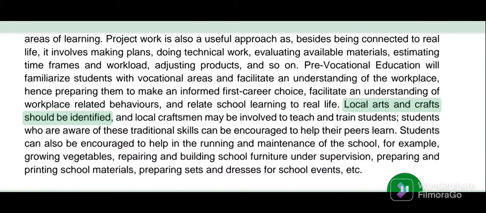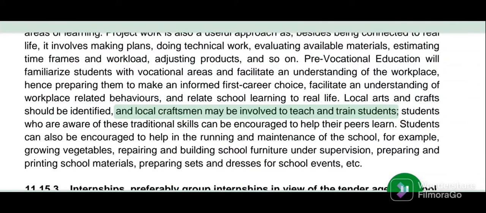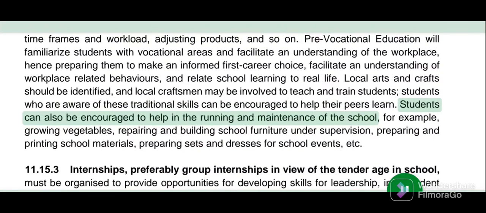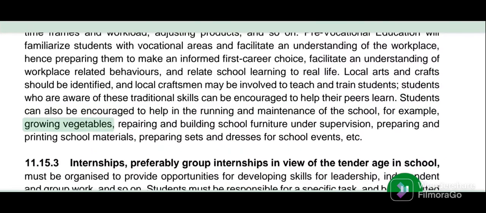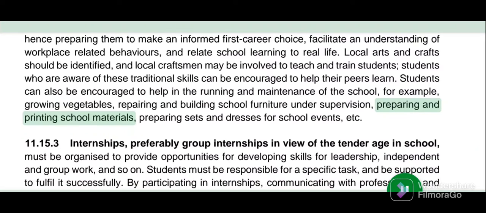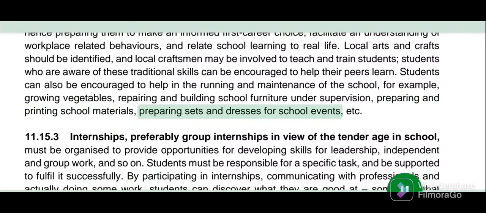Local arts and crafts should be identified, and local craftsmen may be involved to teach and train students. Students who are aware of these traditional skills can be encouraged to help their peers learn. Students can also be encouraged to help in the running and maintenance of the school, for example, growing vegetables, repairing and building school furniture under supervision, preparing and printing school materials, preparing sets and dresses for school events, etc.